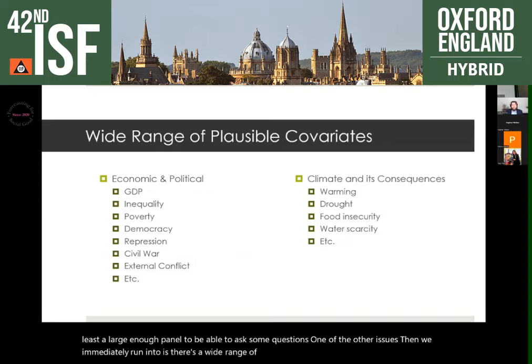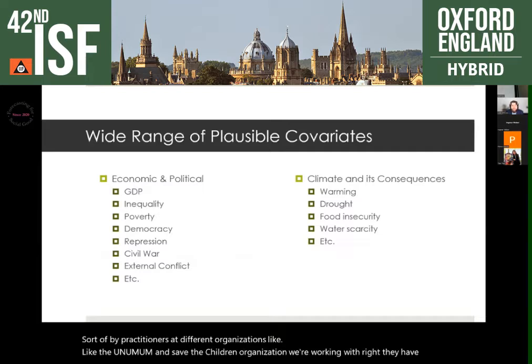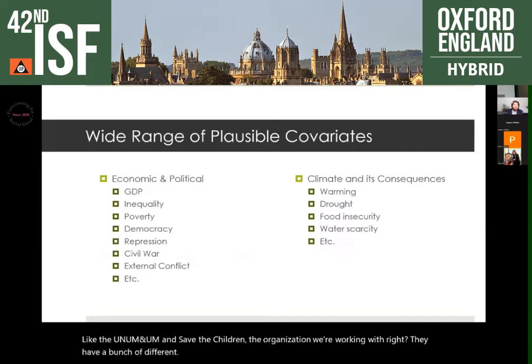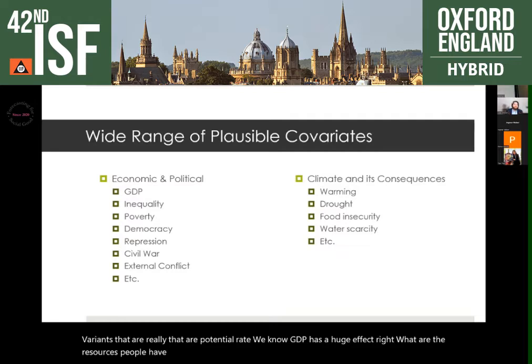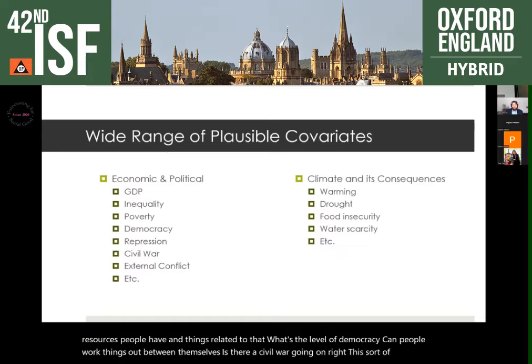If you go look at the academic literature, and at what's being done by practitioners at different organizations like the UN and Save the Children, the organization we're working with, they have a bunch of different covariates that are potential predictors. We know GDP has a huge effect. What are the resources people have, and things related to that? What's the level of democracy? Can people work things out between themselves? Is there a civil war going on, the sort of conflict things that cause people to be displaced?